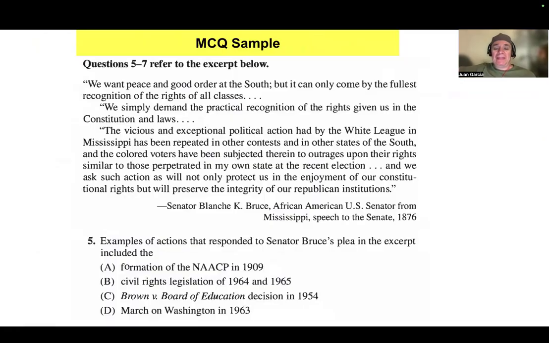You're amazing. This is an MCQ sample. So questions will look like this. For example, questions 5 to 7 refer to the excerpt below, and then there's question 5, 6, and 7. I'm not going to show the other two. But this is an example.